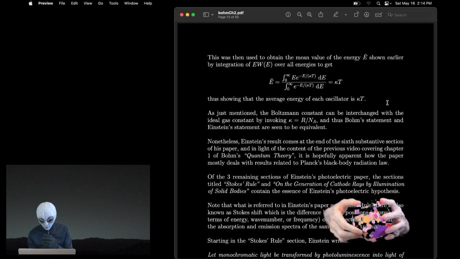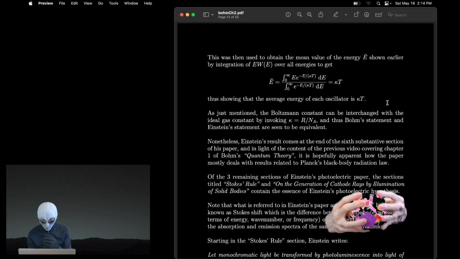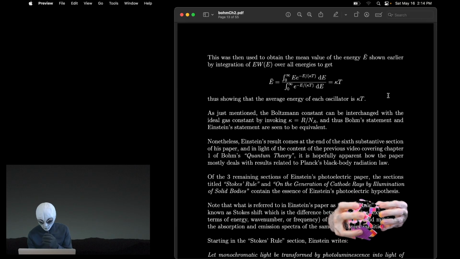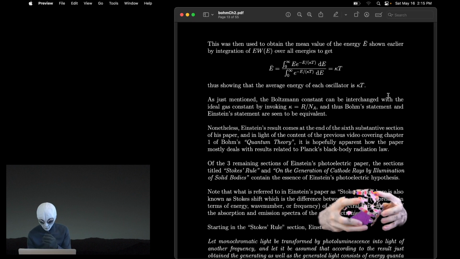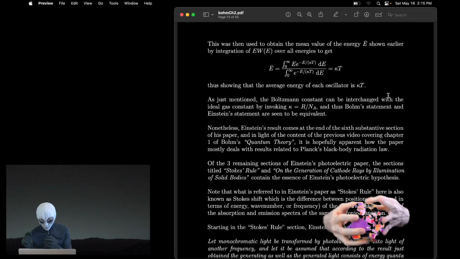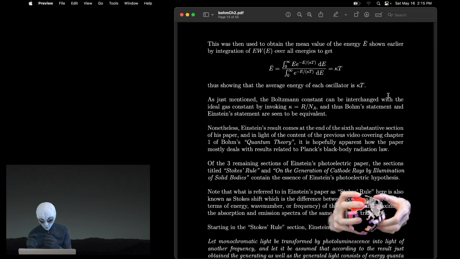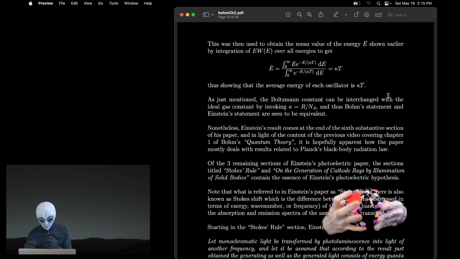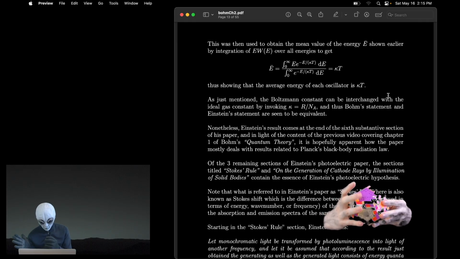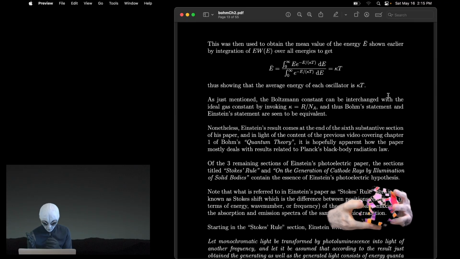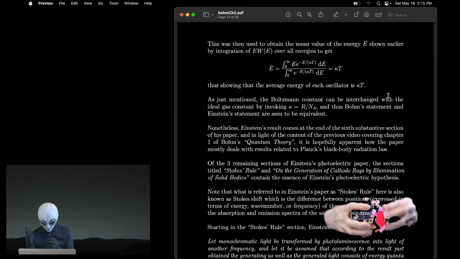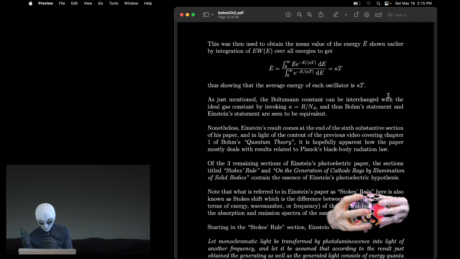This was then used to obtain the mean value of the energy capital E over bar shown earlier by integration of capital E times capital W of capital E over all energies to get capital E over bar equals a fraction with a numerator which is the integral from 0 to infinity of capital E times lowercase e with an exponential argument of negative capital E over a denominator of kappa times capital T, and then the numerator is d capital E. Then the denominator of this entire fraction, which is equal to capital E over bar, is the integral from 0 to infinity of lowercase e with an exponential argument of negative capital E over a denominator of kappa times capital T, and then the denominator is d capital E.